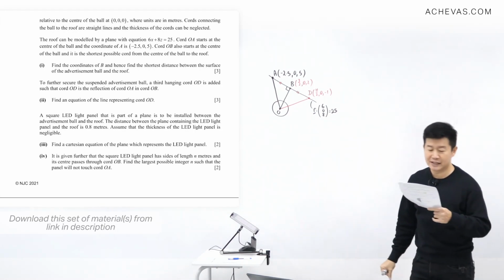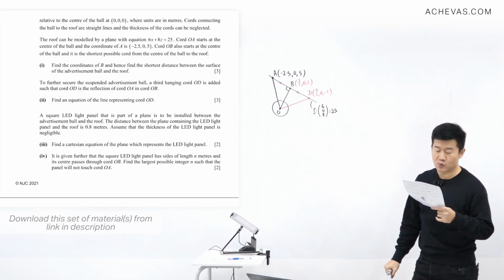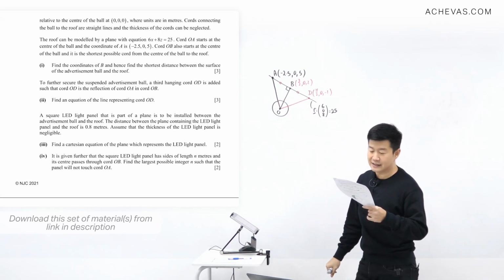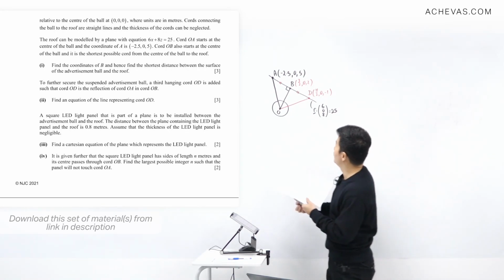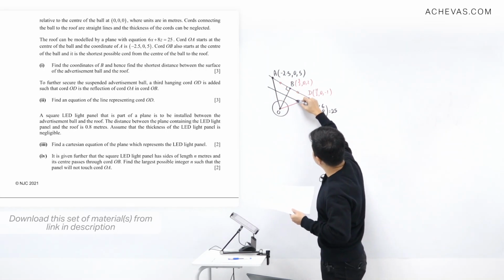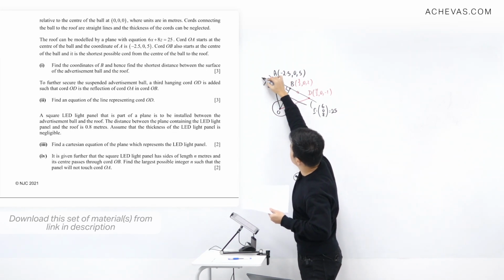Now we have this LED light panel that is going to be installed between the advertisement ball and the roof. It's going to be installed somewhere here. This panel is going to be a distance of 0.8 from the roof. So we have this panel here that is lying here, where this distance here is given to us as 0.8.